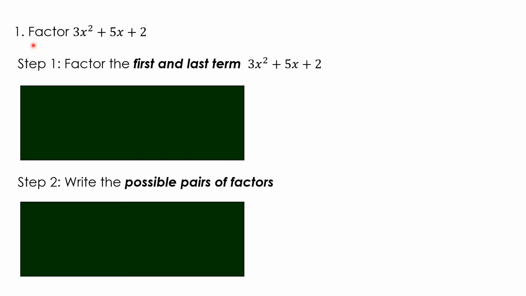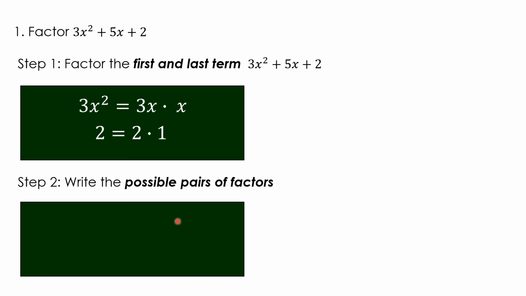Okay, so we have here an example, factor 3x squared plus 5x plus 2. Step 1 is to factor the first and the last term. So what are the factors for 3x squared and what are the factors for 2? For 3x squared, that is equal to 3x times x, and the factors for 2 is 2 times 1. Okay, so write the possible pairs of factors.